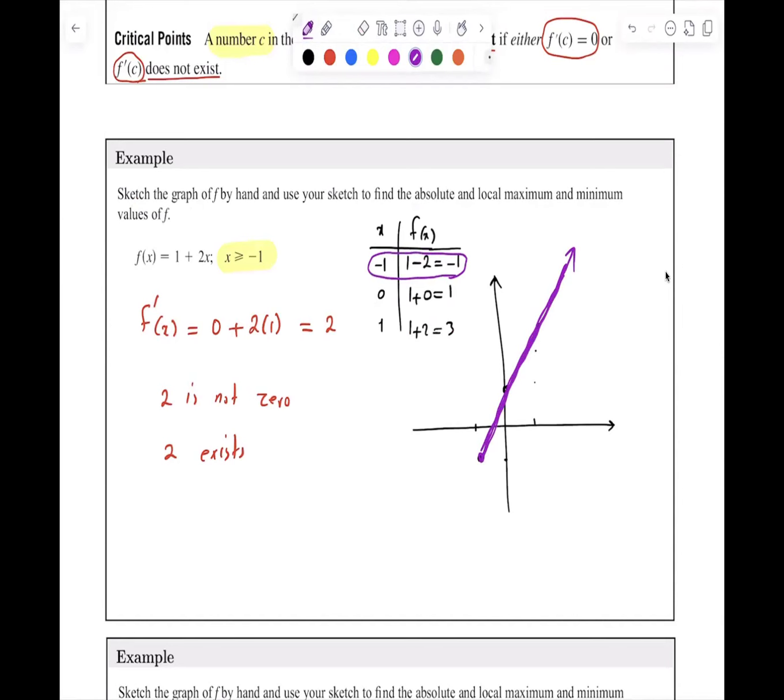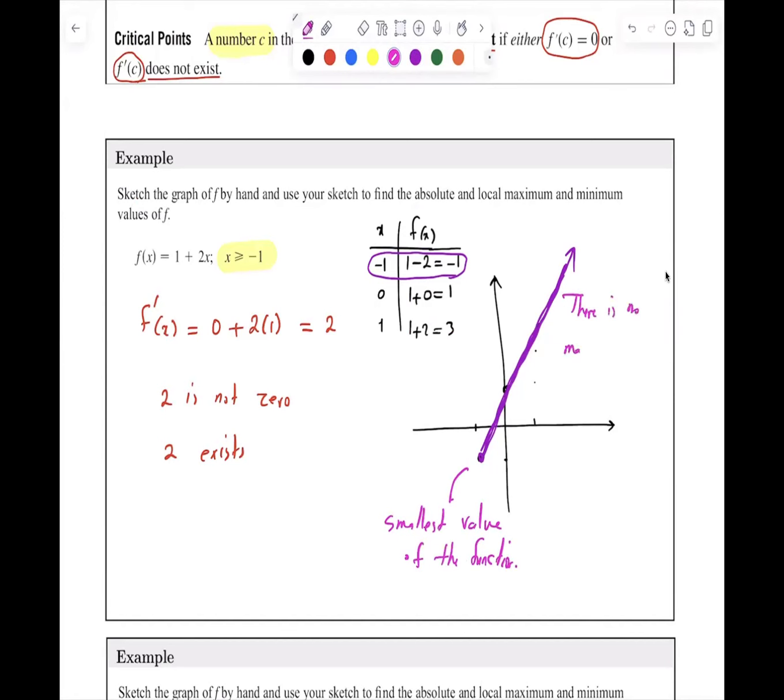So this is the lowest point, the smallest value of the function, right? Do we see any maximum? We don't have any maximum. The function continues going up.